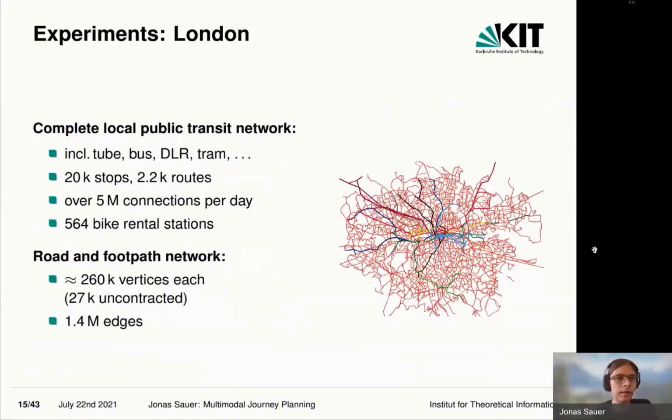All right, now let's look at some experiments. These were also performed on the London network, which we saw in the last session. Same network basically as far as the public transit part is concerned, but we also added a road and footpath network, which is about 260,000 vertices, which is a lot smaller than the road networks we looked at in pure road route planning. And we also have some bike rental stations in there.